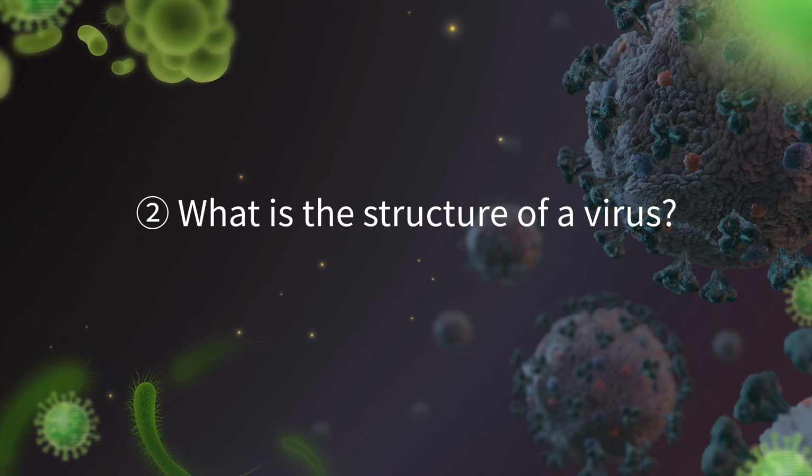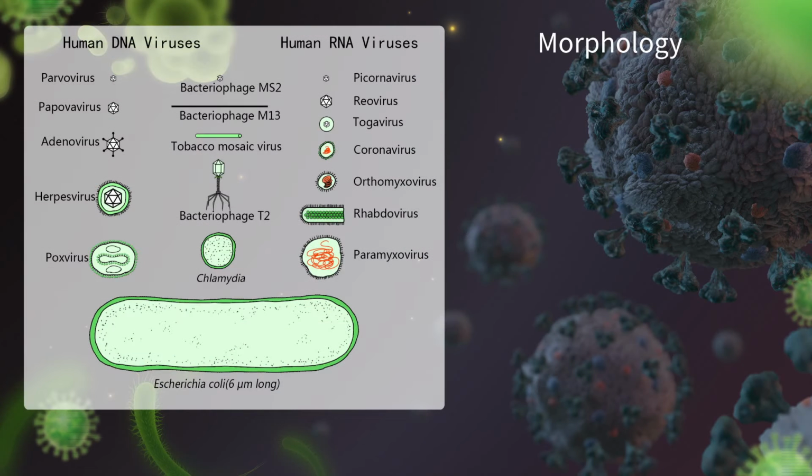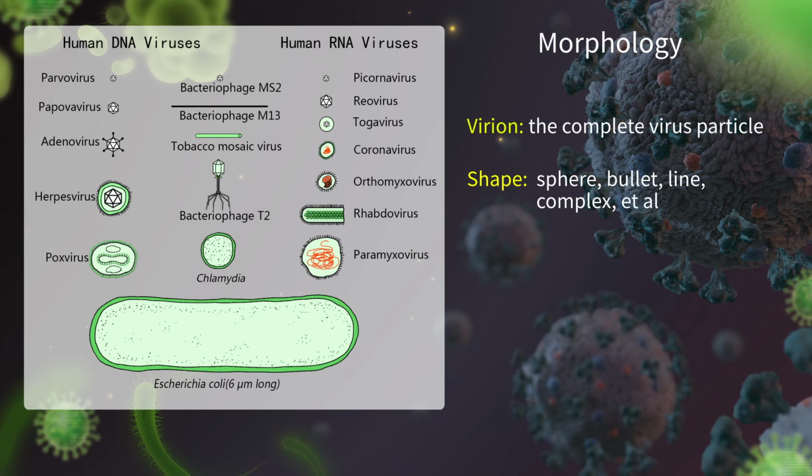Second question, what is the structure of a virus? Here I show you the morphology of viruses. The complete virus particle is a virion. The suffix "-on" means body, particle. So virion, viral particle. Some viruses are round, some are linear, some are like a bullet, and some are complex. So the shapes include sphere, bullet, line, complex, and so on.